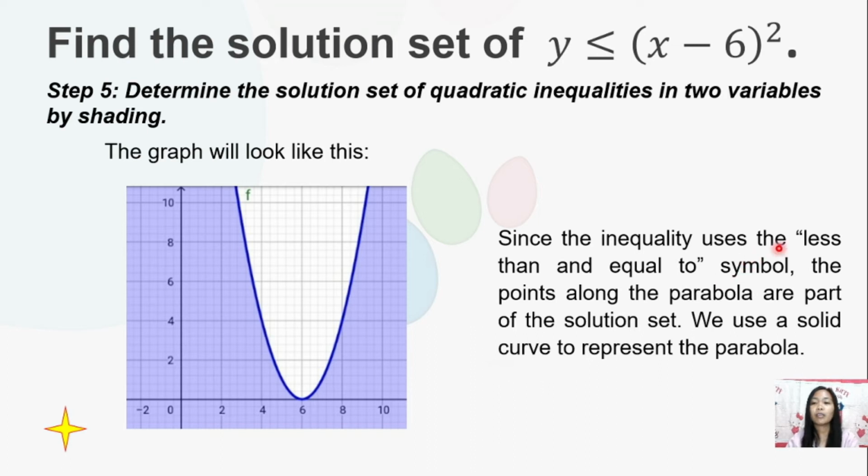Since the inequality uses the less than or equal to symbol, the points along the parabola are part of the solution set. We use a solid curve to represent the parabola. So all the points along this parabola are part of the solution set, including all of the points outside the parabola, or along the shaded region of our Cartesian plane.